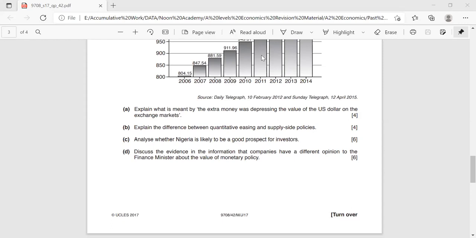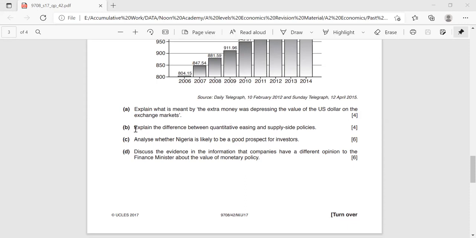Now you were just supposed to explain, draw the graph, and say that whenever the supply of a currency increases, its supply curve shifts to the right and its exchange rate decreases.